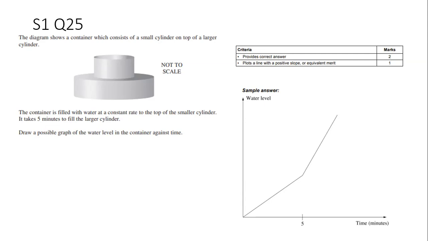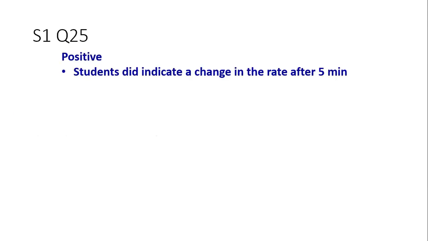Now, with this, what we did see is a lot of students did indicate a change in the rate after 5 minutes. Some of it was linear, well, most of it was linear. Some of it was non-linear graphs that were being provided. But most of the kids did actually identify that there was some sort of change in the rate after 5 minutes. Some thought it decreased, some others thought it increased. A number of students thought that there was no change in the rate at all. But the vast majority of kids did identify that there was a change in rate after 5 minutes, which was actually quite good.